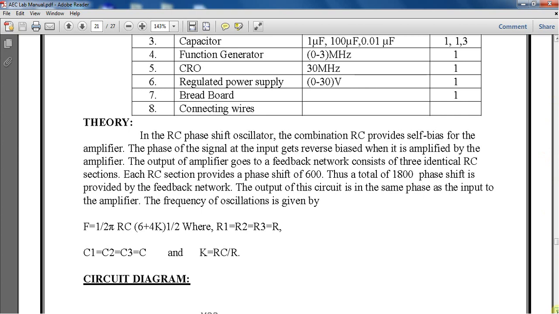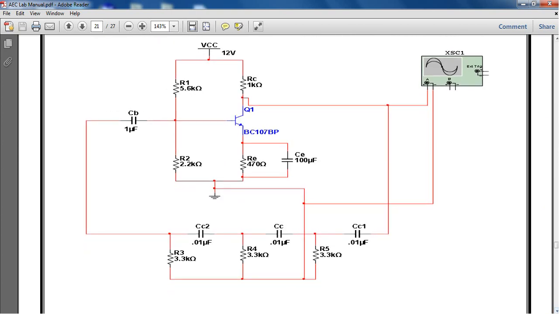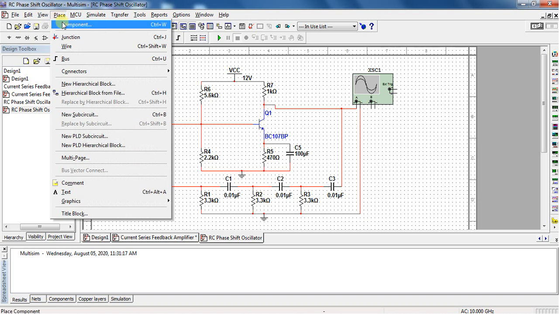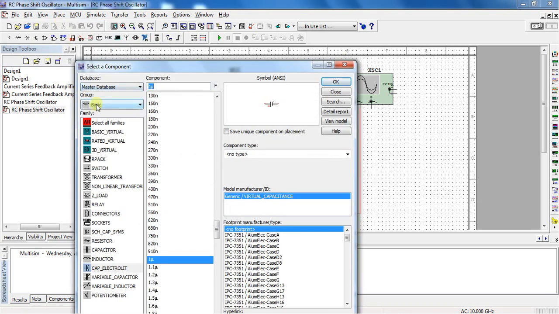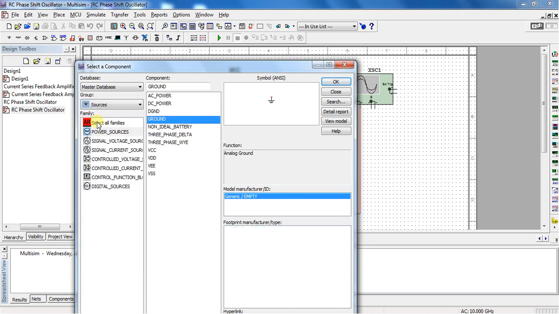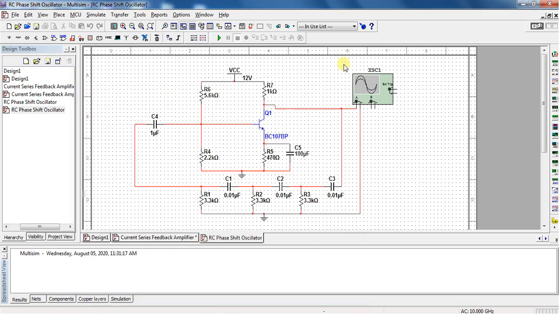Now let us see this experimental setup. I have connected all the circuit as per the circuit diagram. You know that in the place and component, by selecting in the basic we have resistors and capacitors. In the sources we have VCC and ground. And in the transistor we can select the BC107B transistor. So I have connected this circuit.